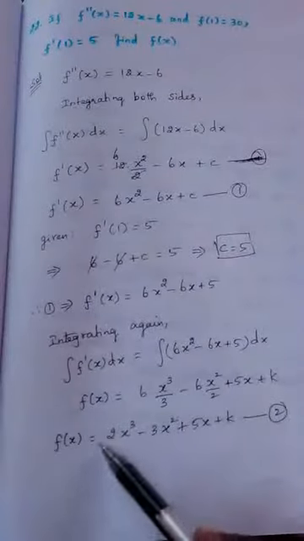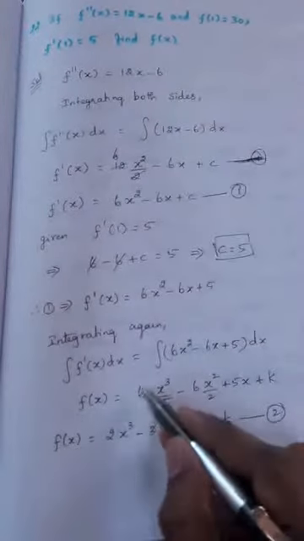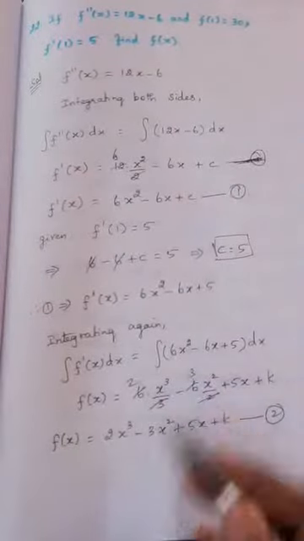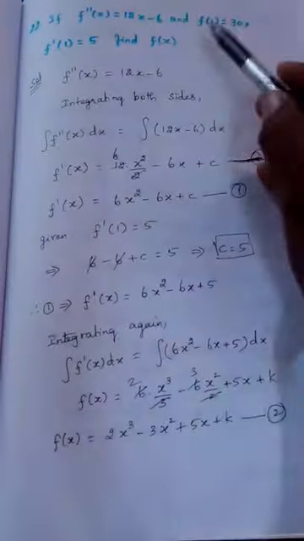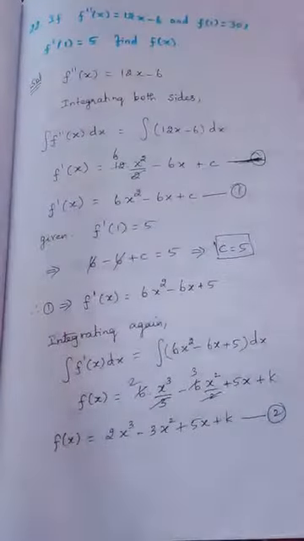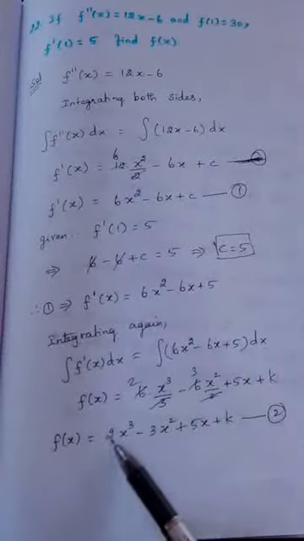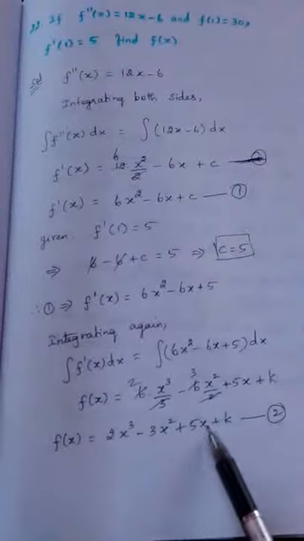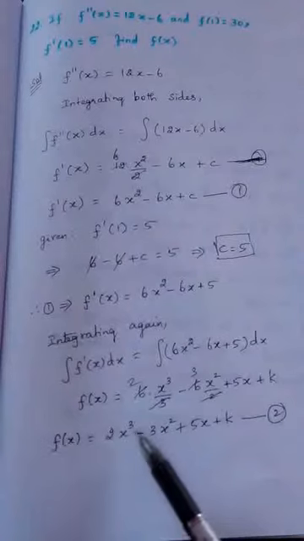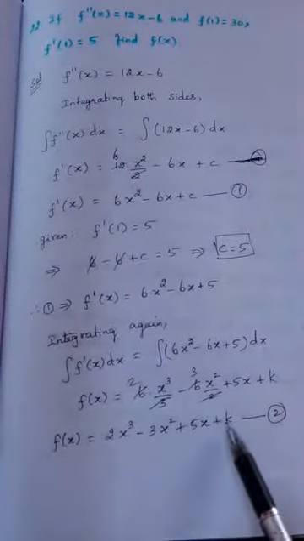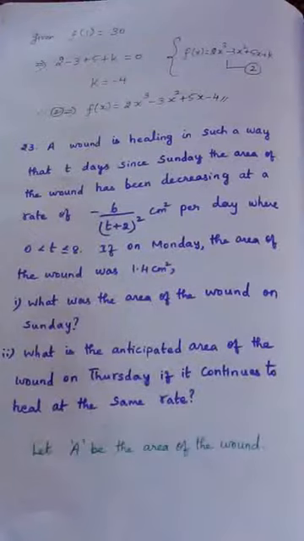So what am I going to do? I have got the f of x value. In that, if you cancel, this becomes 2 and this becomes 3, so I am writing this. But k is the only thing we have to find. For that we are using this condition, f of 1 is 30. This is f of x, so you put 1 in place of x. What happens here? 2 minus 3 plus 5 plus k. By putting x equal to 1, 2 minus 3 plus 5 plus k is equal to 30.